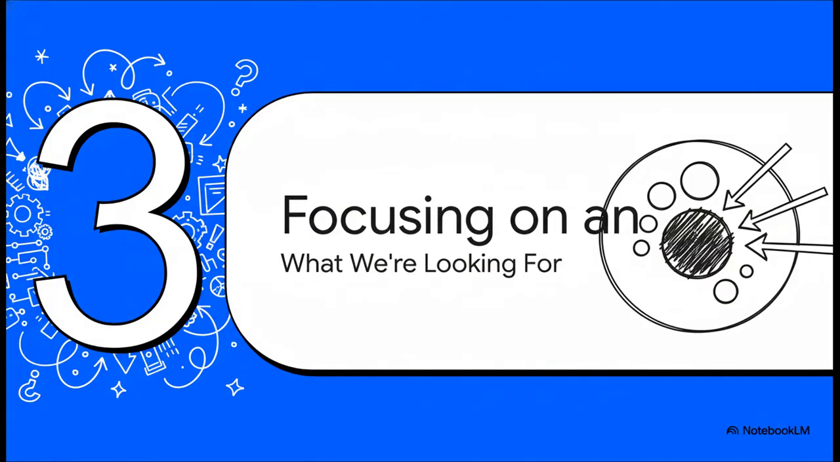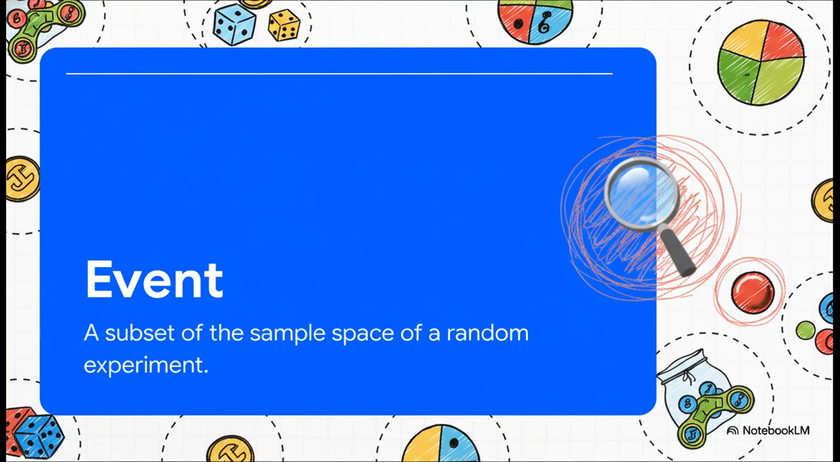All right, we've got our experiment. We've mapped out all the possibilities. So now, let's zoom in a little. Let's focus on the specific outcome we're actually interested in. And in the world of probability, that specific thing we're looking for is called an event. It's really just the result, or a set of results, that we want to measure.